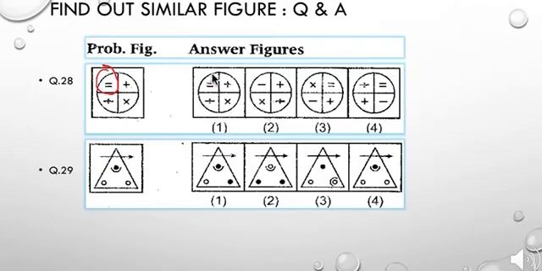In option 1, yes, in this part equal sign is there. This could be the answer. In next answer figure, here should be equal, but here it is a minus sign, so this can't be the answer. In the next option, here it should be equal sign, but here it is a multiplication sign, so this can't be the answer. In the next option, it is a division sign in place of equal sign, so this also can't be the answer. So answer for question number 28 is 1.